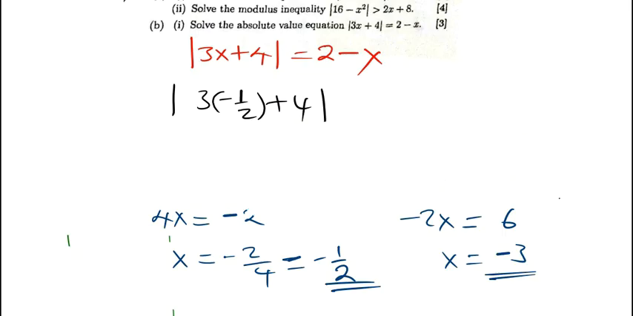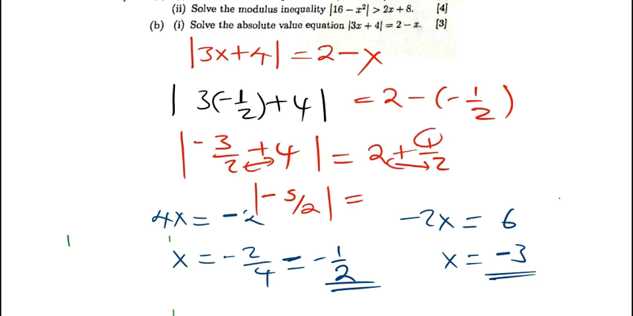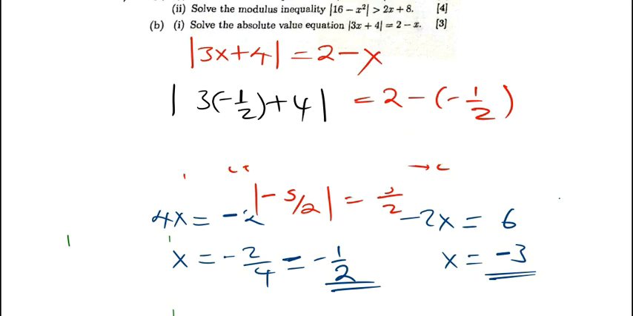If you plug in -1/2 and then 2 minus -1/2, so 3 times that is going to be -3 over 2 plus 4, and that's going to be 2 plus 1/2. So 4 minus 3 over 2, the shortcut there is 2 times 4, that's 8. So -3 plus 8 is -5 over 2. The modulus of course gives us a positive result. The other side, 2 times 2 is 4 plus 1, 5 over 2 as well. So this is actually true for -1/2.